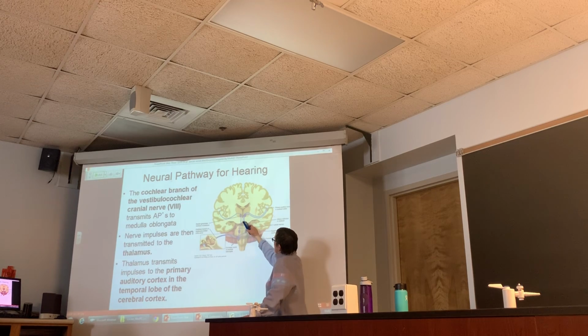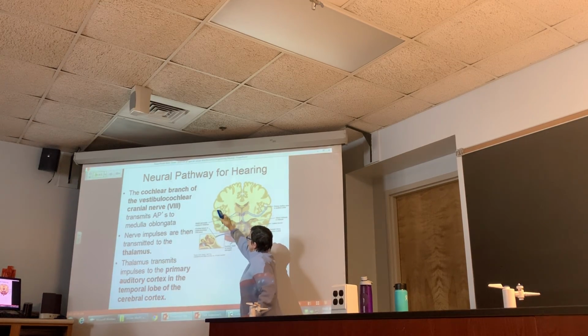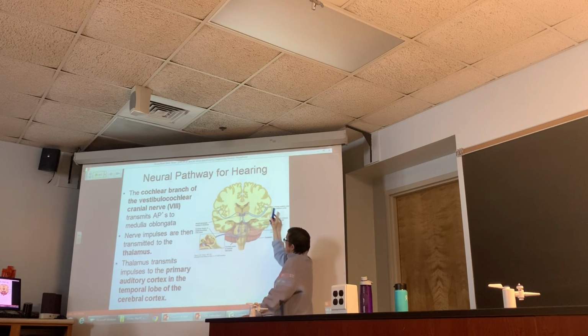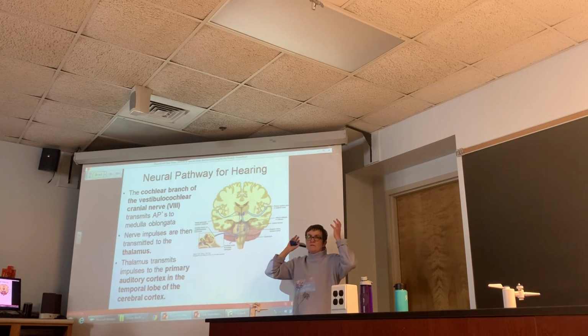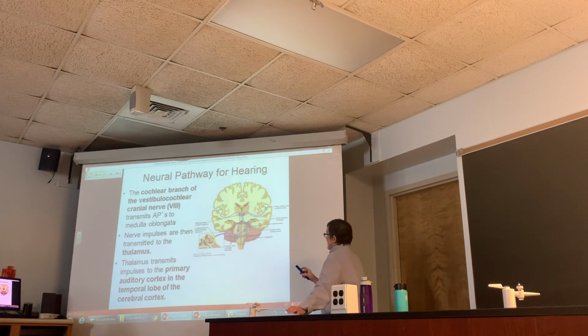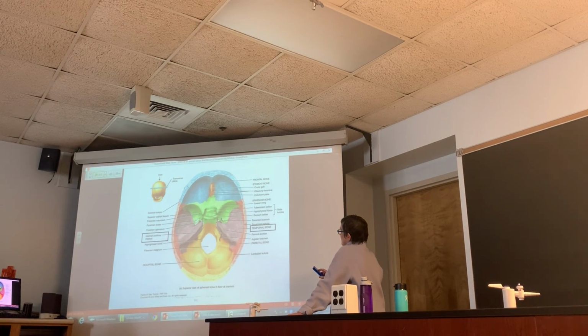Some of that information crosses over. So you do have some of that information going to the same side of the brain, some of it crossing over to the other side of the brain, and that helps you put together sound coming in from both sides of your head. Your brain is putting together those sounds. The primary auditory area, there's a more enlarged view of that.